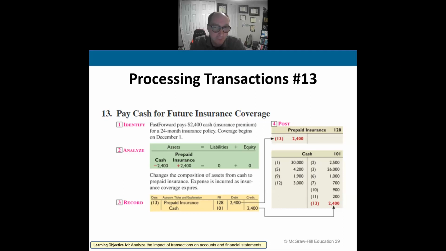Another example, I am going to pay cash for a year's worth of insurance. That is called prepaid insurance. I'm paying in advance for that expense. When you pay in advance, it's an asset account because you could always cancel that insurance policy and take that cash back. You have the rights to that cash that you paid in advance. So we look at the transaction, we analyze it, cash is going to go down, prepaid insurance is going to go up. We debit prepaid insurance, credit cash, post those to our ledgers.